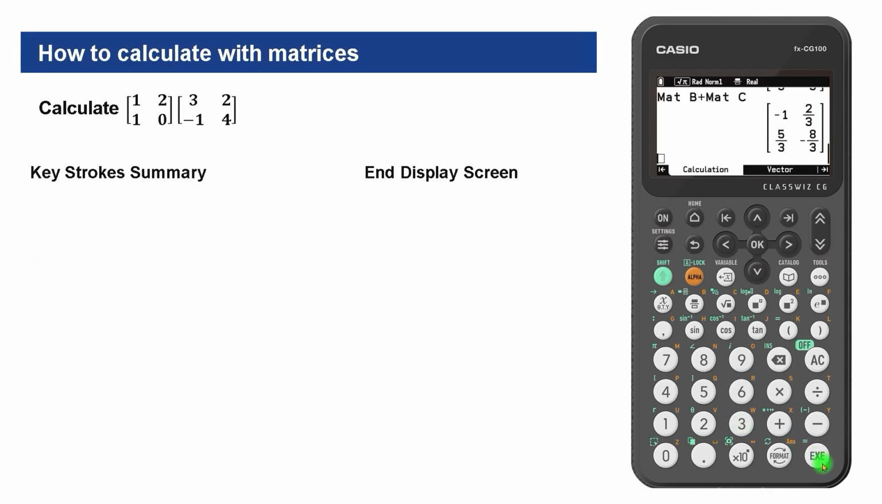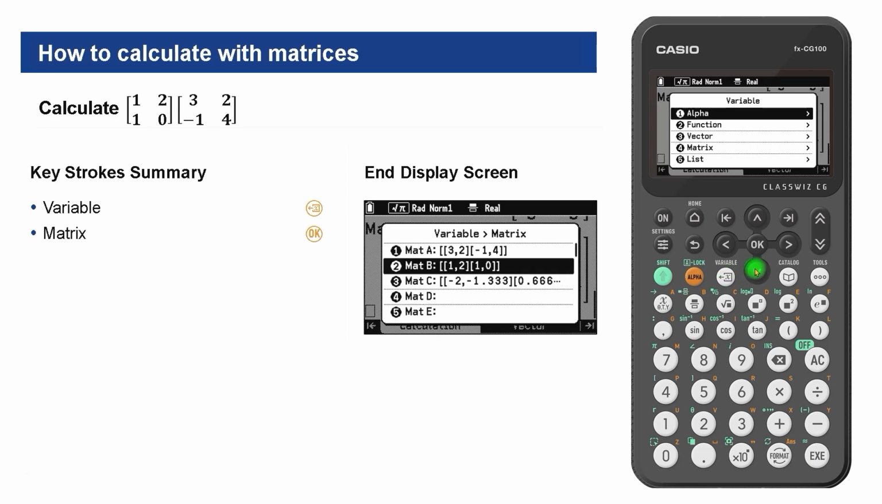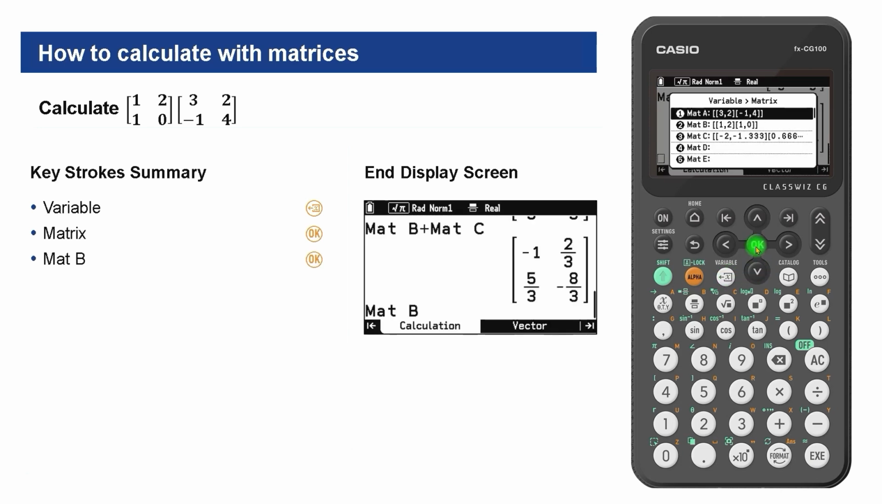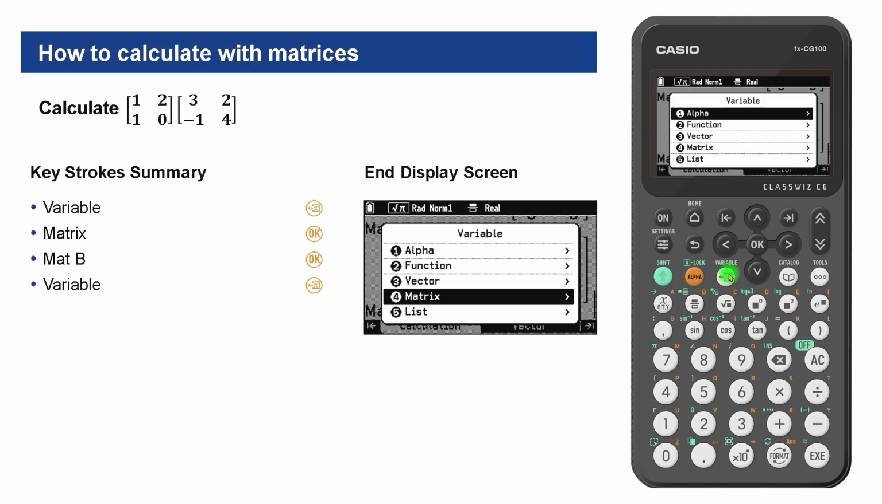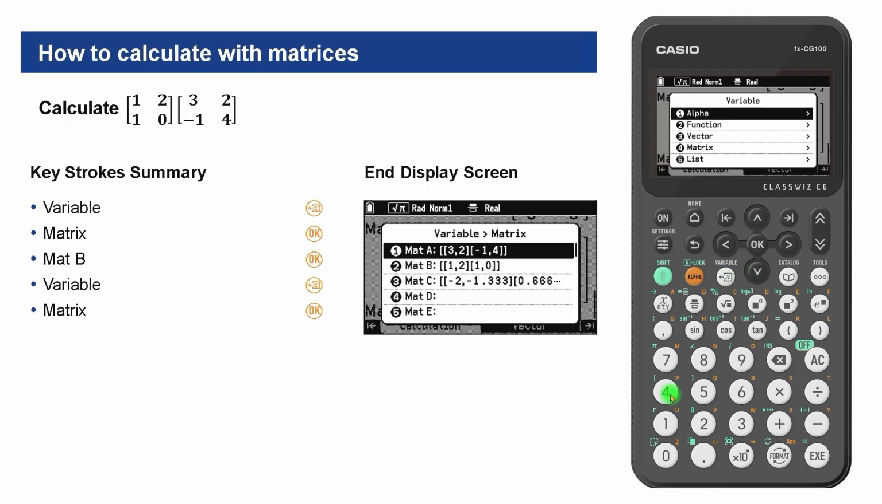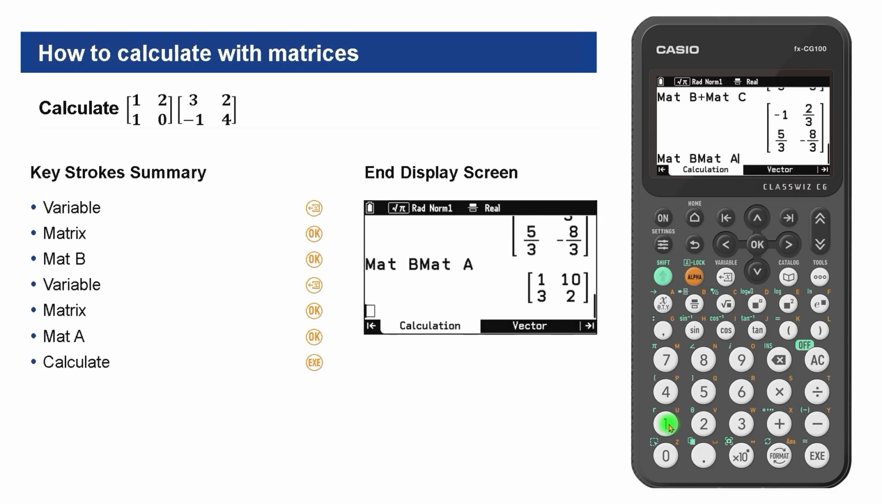Perhaps the most useful operation that can be performed is matrix multiplication. Press Variable and select Matrix as before. Then recall matrix B first. Recall the second matrix using Catalog or the same variable method. Select Matrix, then recall matrix A and calculate.